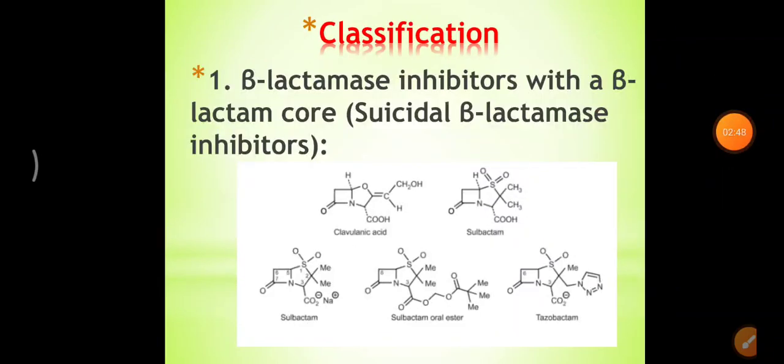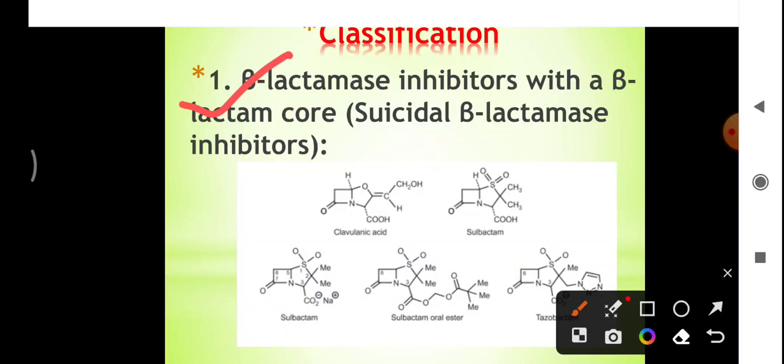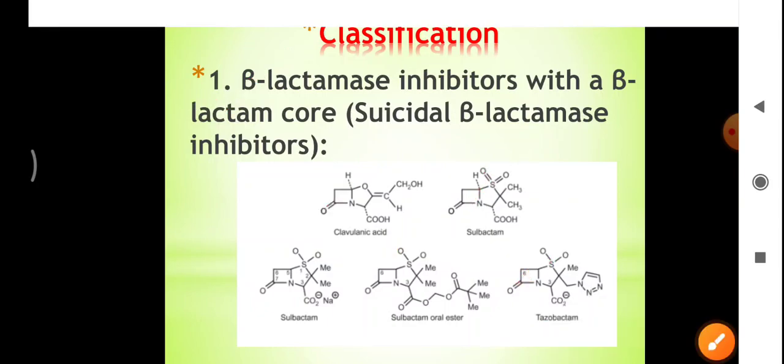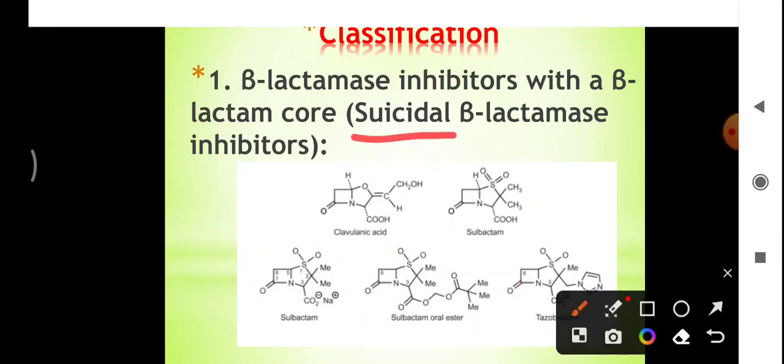Now coming to the classification based on their structure. There are two types of beta-lactamase inhibitors depending upon their structure. The first one is those drugs which themselves have a beta-lactam ring in their structure. For example, clavulanic acid, sulbactam and tazobactam, and all of them have a beta-lactam ring in their structure. They are also referred to as the suicidal beta-lactamase inhibitors because they cause irreversible inhibition of the enzyme by producing a metabolite.